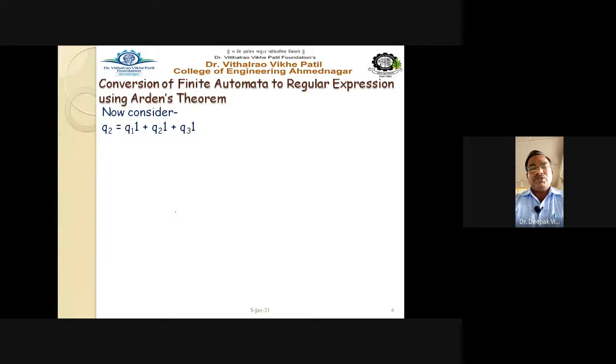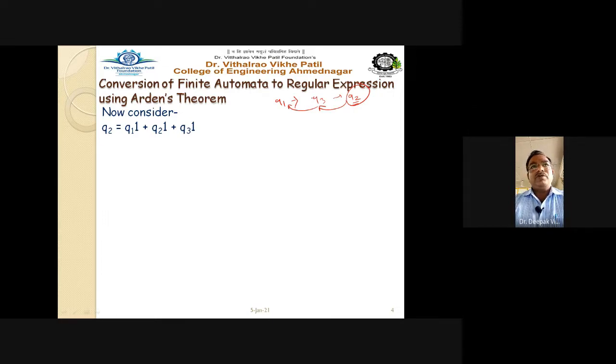Consider the equation for Q2, because you require Q2. Though we have to solve it for Q1, this Q1 depends upon Q3, and Q3 is dependent upon Q2. So ultimately we have to solve Q2. Step by step, we first solve Q2, then we obtain the value for Q3, and once we obtain Q3, we will get the final regular expression for our final state, that is Q1. It is a total mathematical process.